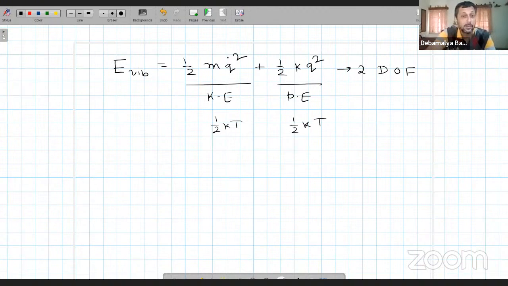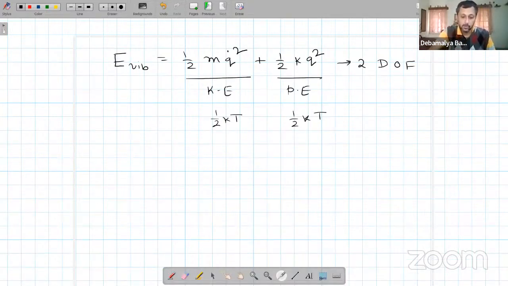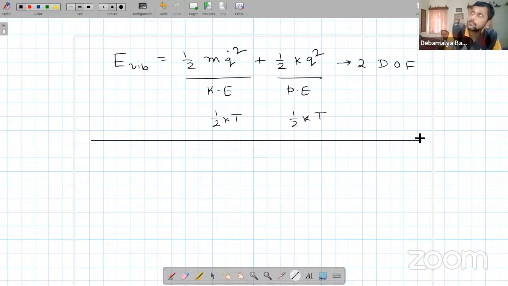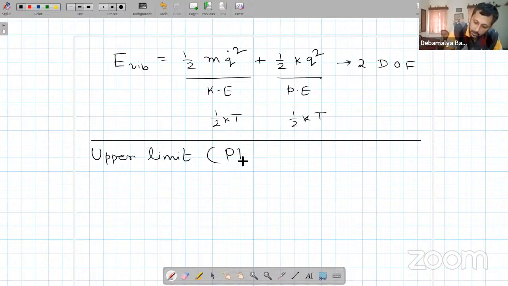Does temperature have an upper limit? Now, that is a real interesting point. It turns out that there exists an upper limit known as the Planck limit. Okay. Now, what is the Planck limit of temperature? Let me put a line here. Upper limit, also called the Planck temperature.